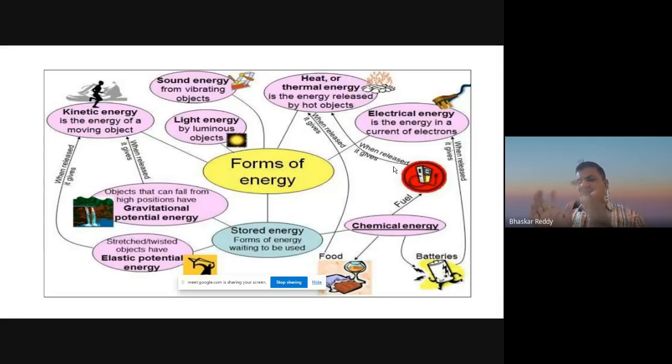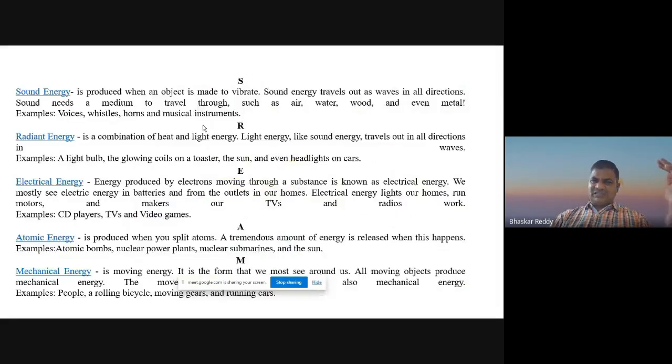These are all the various forms of energy. For example, if you take heat energy or thermal energy, or sound energy or light energy, these are all the various forms of energy. Basically it is called SREAM. S stands for sound energy, R for radiant energy, E for electrical energy, A for atomic energy, and M for mechanical energy.